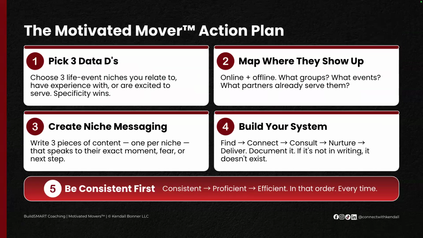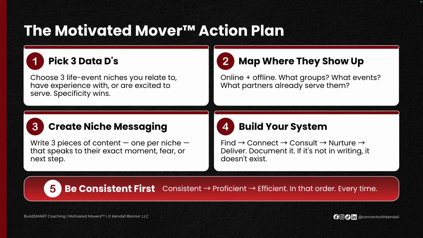So here's your action plan. I'm going to give you 5 steps. Number 1, pick 3 data Ds. Choose 3 life event niches that you can relate to, that you have experience with, or you're genuinely excited to serve. Think about your own life, right? Divorce, diagnoses, relocation. What have you been through personally? What makes you passionate? The more specific you are, the better. Specificity wins.